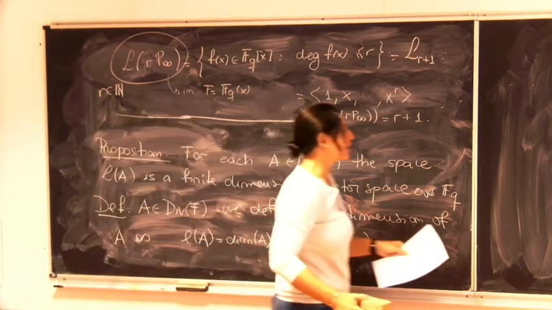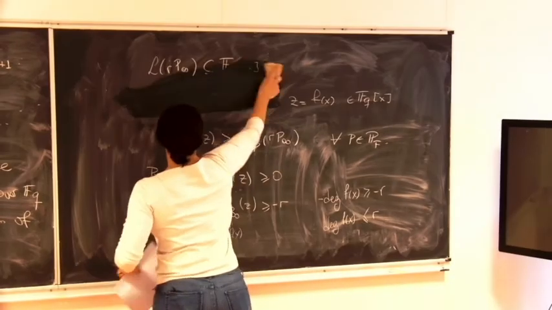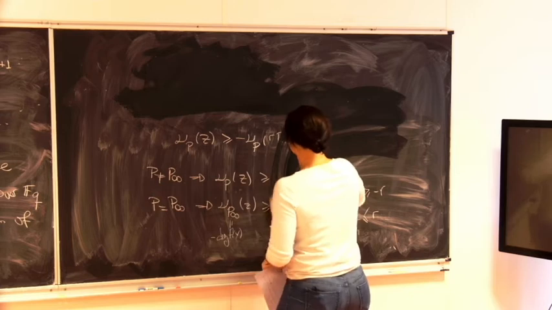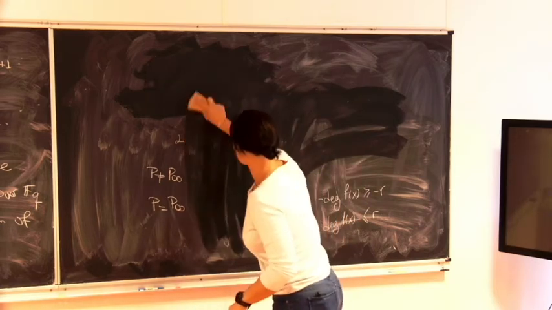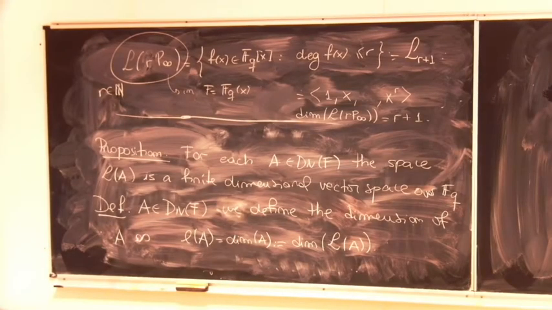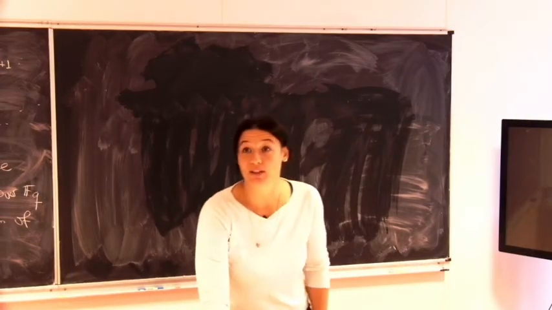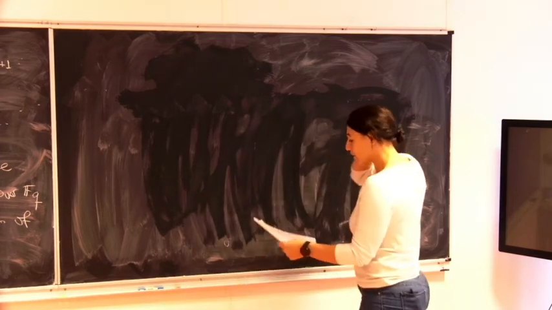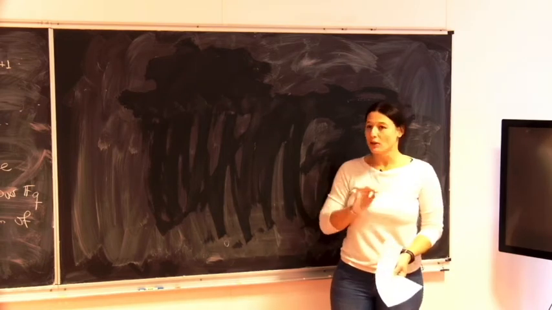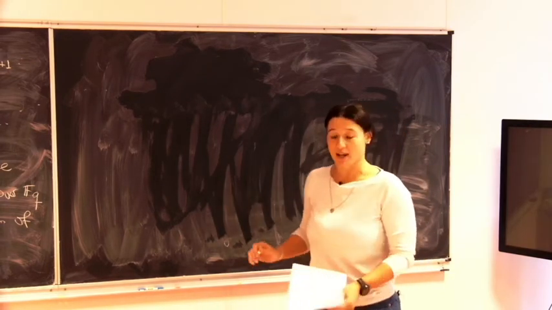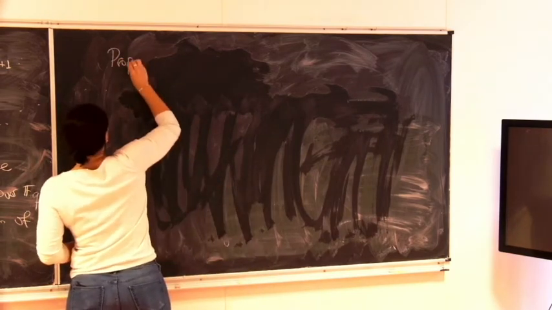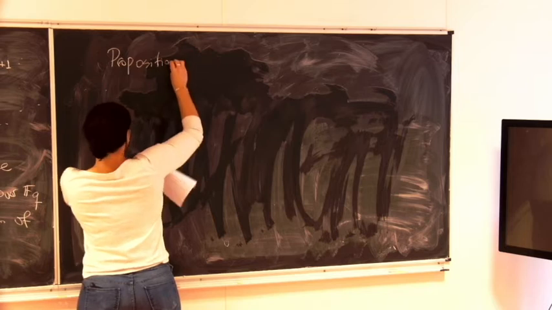And so we have some results regarding the dimension, and we have one major theorem that aims to solve this problem about the dimension of a divisor, which is the Riemann-Roch theorem that we are not going to prove, but we are going to state. So first, I want to state this proposition.